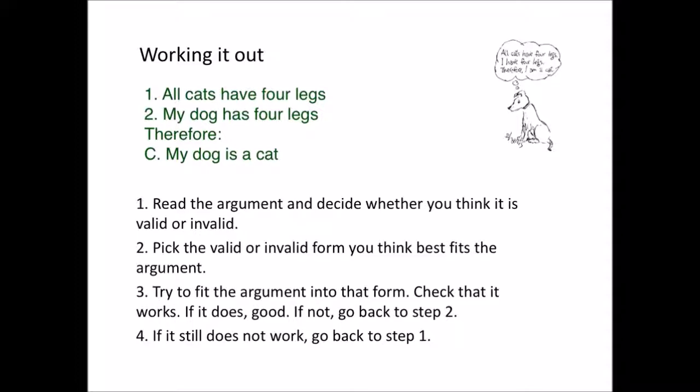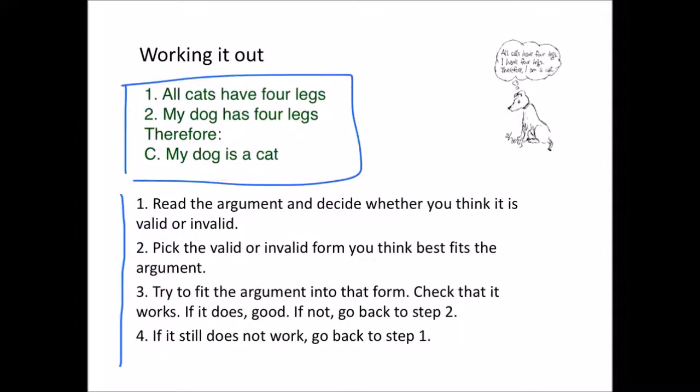So if you're given an argument and you're trying to work out which of the common patterns of argument it fits, let me suggest 4 steps to go through to work that out. I'll use this very, very simple example to illustrate the steps, but it will work on more complicated and difficult examples too. Step 1 is to just read through the argument and make an initial decision about whether you think it's valid or invalid. You might want to change your mind later, but make an initial judgment about the validity of the argument.